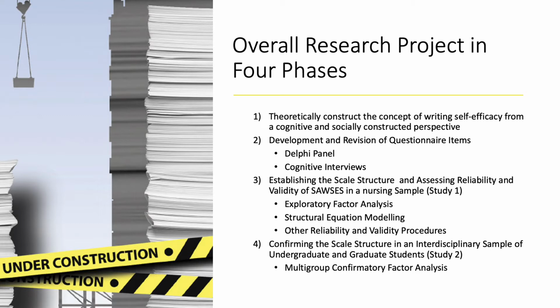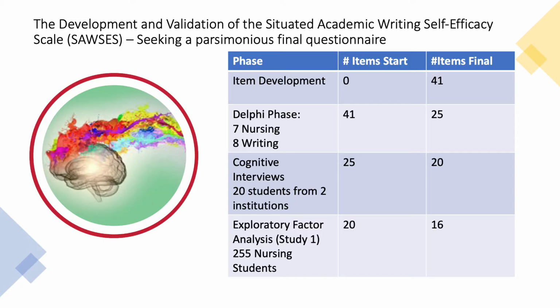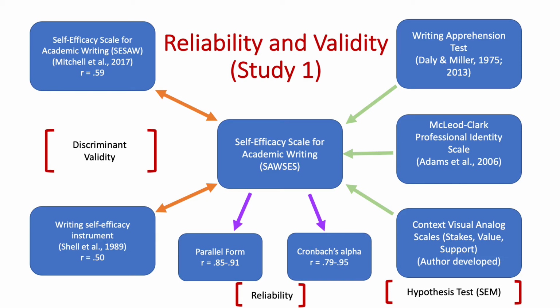Study 1 used exploratory factor analysis and other validation methods in a sample of nursing students, and Study 2 conducted confirmatory multi-group factor analysis with an interdisciplinary group of graduate and undergraduate students. Our overall goal was a parsimonious questionnaire. We started with 41 items, which were reduced to 25 after the Delphi phase and 20 after the cognitive interviews. Many items were revised or rewritten in both these phases. These 20 items moved forward to the exploratory factor analysis study, and 4 items were removed after initial statistical testing.